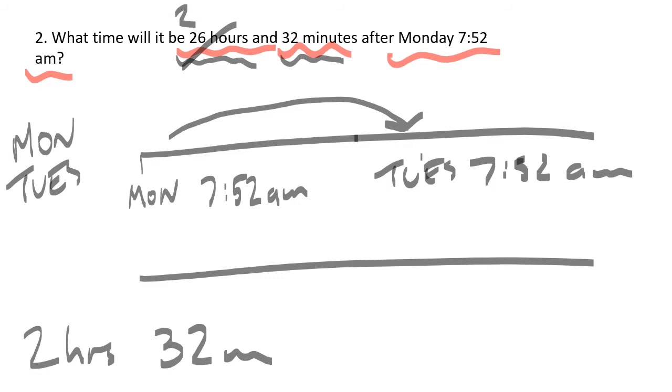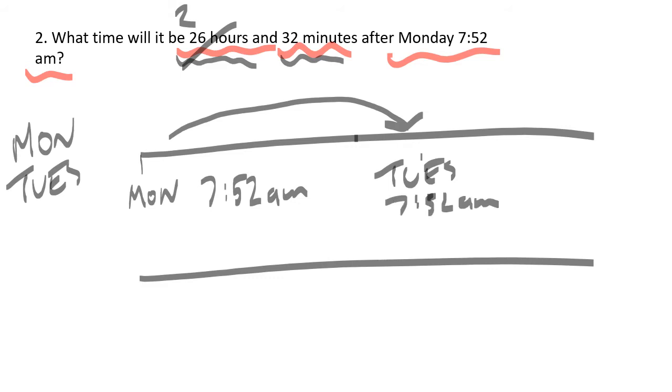Okay, so let's do that. Now we're just left with 2 hours and 32 minutes. Well, let's just jump 2 hours. Let's go from Tuesday, 7:52 a.m., just plus 2 hours. That's going to be 9:52 a.m.